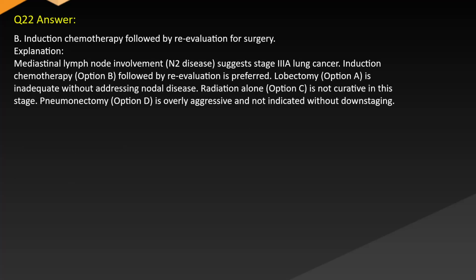Answer: B. Induction chemotherapy followed by reevaluation for surgery. Explanation: mediastinal lymph node involvement suggests stage IIIA lung cancer. Induction chemotherapy, option B, followed by reevaluation is preferred. Lobectomy, option A, is inadequate without addressing nodal disease. Radiation alone, option C, is not curative in this stage. Pneumonectomy, option D, is overly aggressive and not indicated without downstaging.